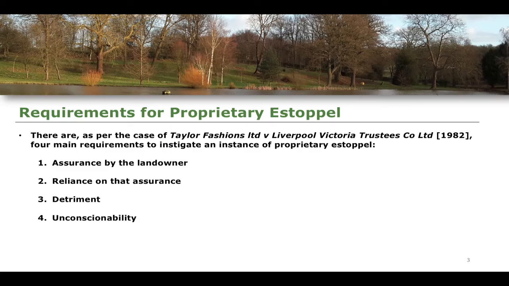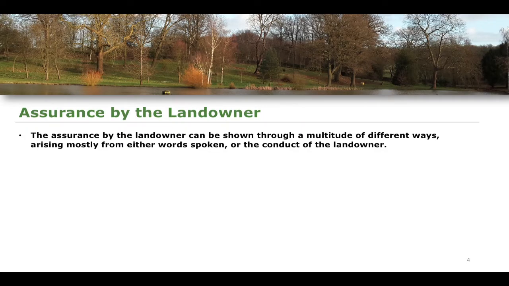What we're going to do now is just go through each of the requirements and put a little bit of meat on the bones, essentially, as to what these requirements are, how they work, and in the circumstances in which they can actually be applied and applicable more generally. So the first here is this idea of there being an assurance by the landowner. This can actually be shown and can be proved in a multitude of different ways.